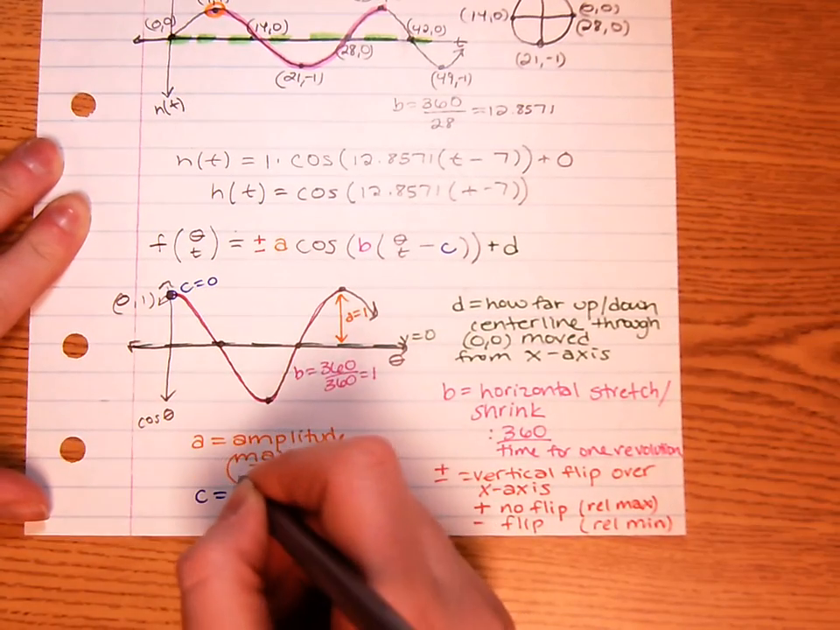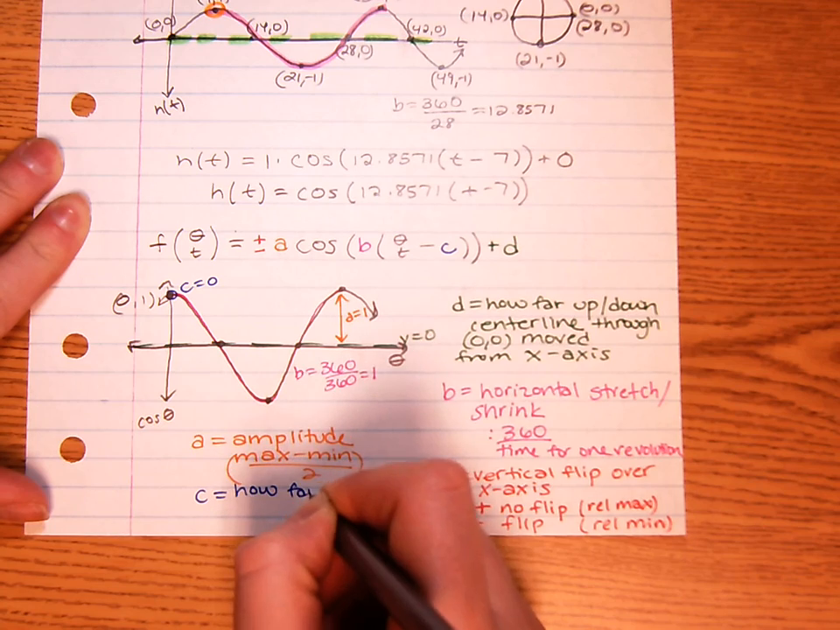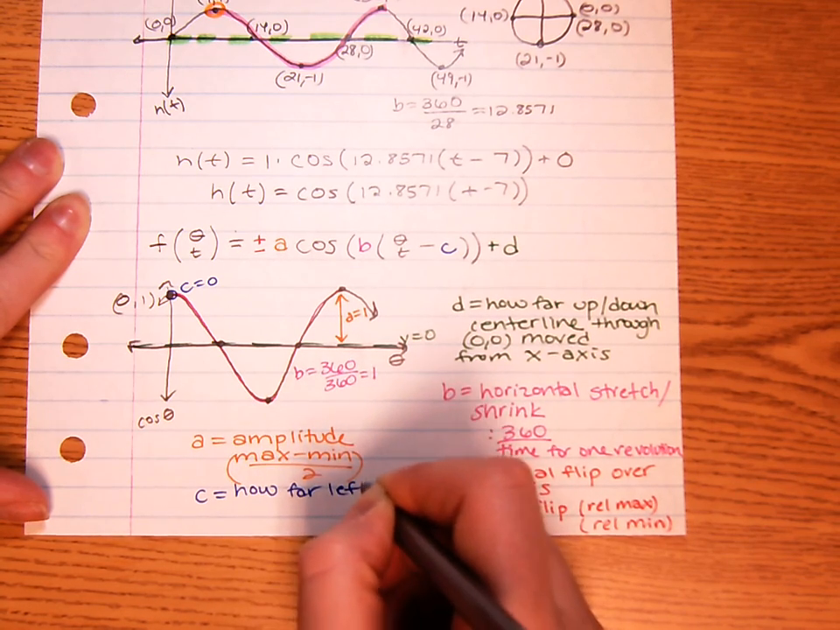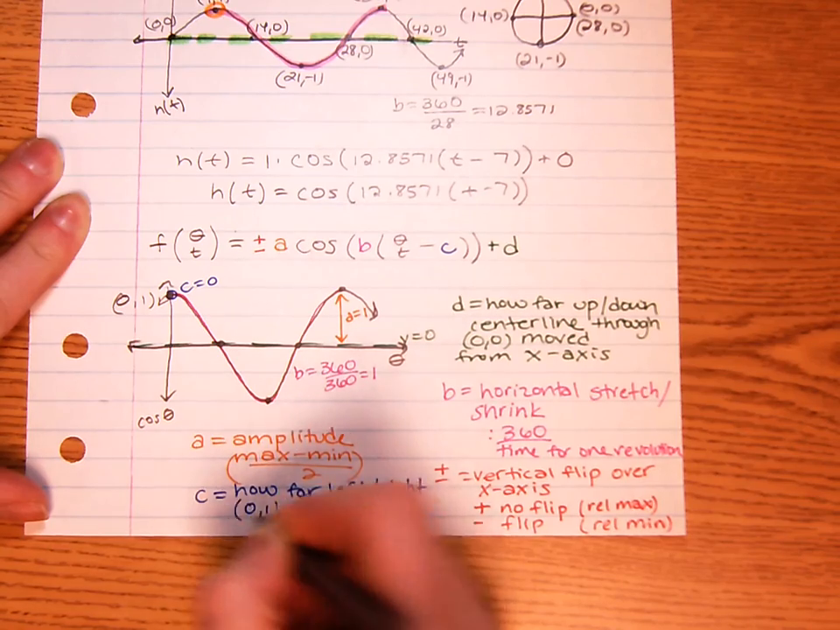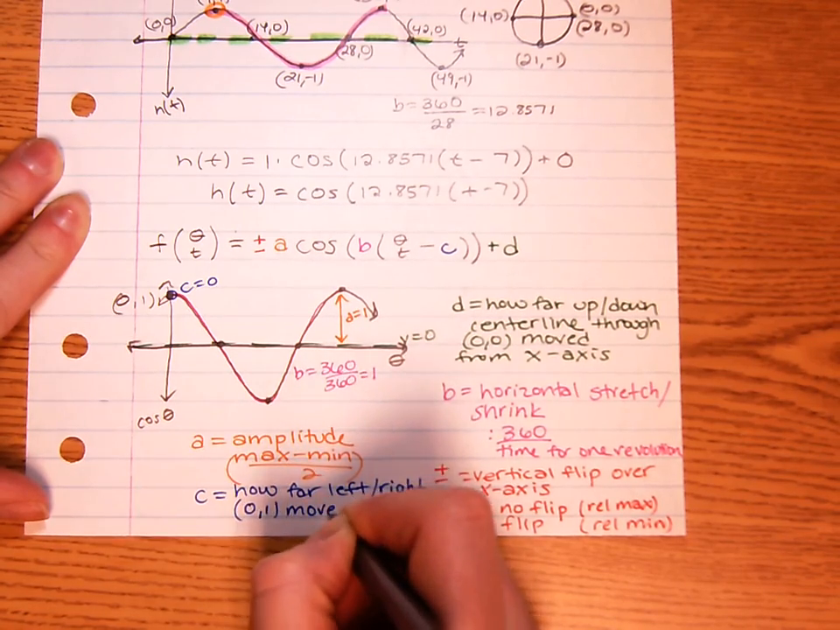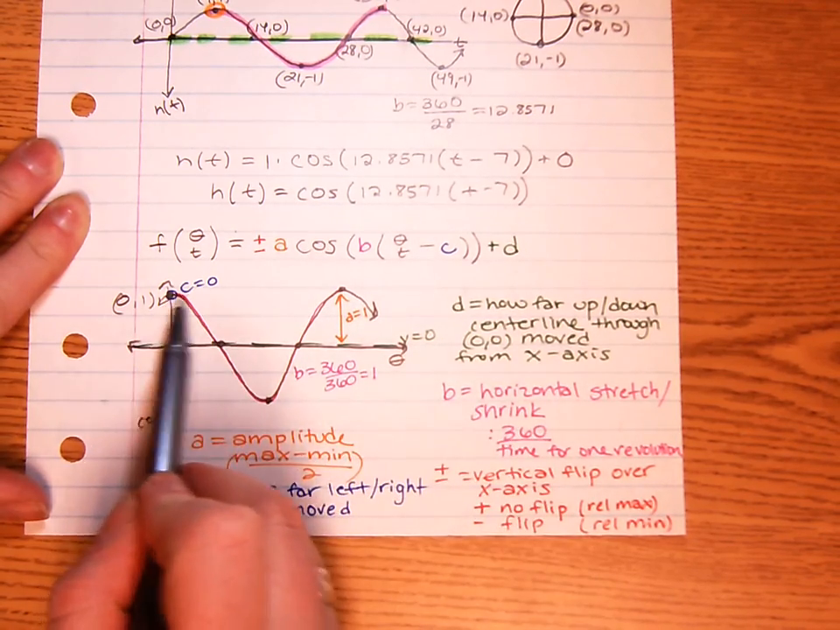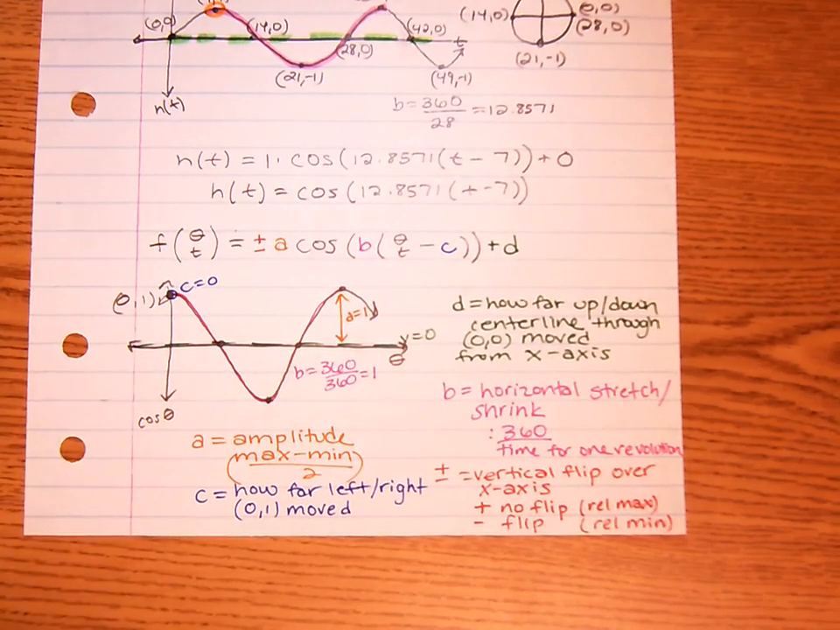So all C represents is how far left or right (0, 1) moved. So in this case, since we're at (0, 1), we didn't move at all, which makes our C value equal to 0. So this is going to probably help you when we start modeling in terms of cosine, and then we're going to try some practice where we're modeling both in sine and cosine. So let's actually do that right now.